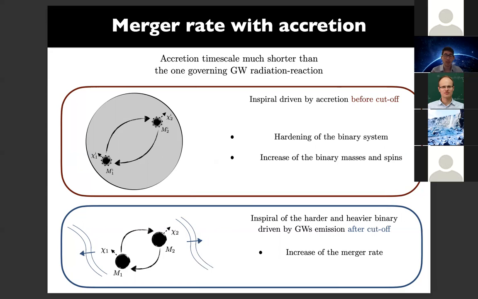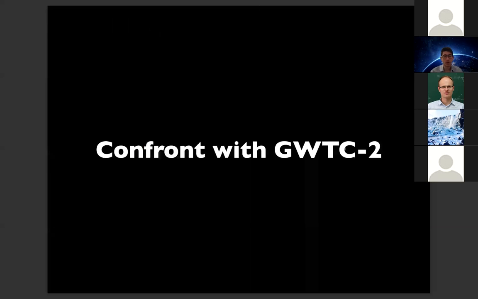Once we reach the cutoff, accretion is neglected. So we have a new binary, which is harder and heavier. And since it is harder and heavier, the time scale of coalescence is of course diminished, which results in an increase of the merger rate. So this concludes the modeling part of primordial black hole formation and evolution. I will pause here if you have some questions before I go to the second part of my talk, which is the confrontation with the second catalog.